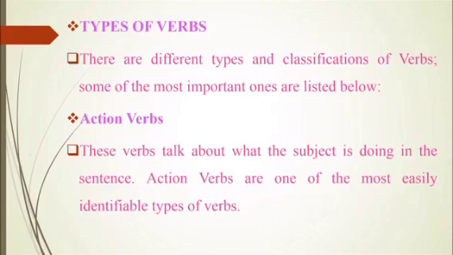Next, we are going to see types of verbs. There are different types and classifications of verbs. Some of the most important ones are listed below. The first one is action verbs. These verbs talk about what the subject is doing in the sentence. Action verbs are one of the most easily identifiable types of verbs.